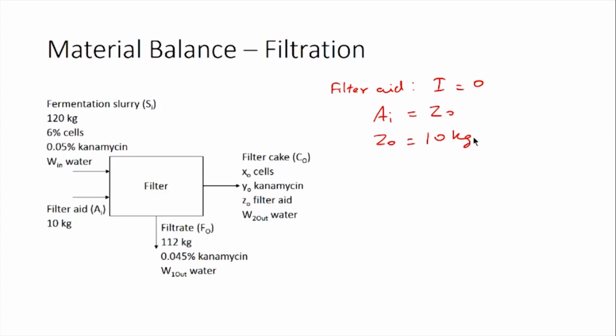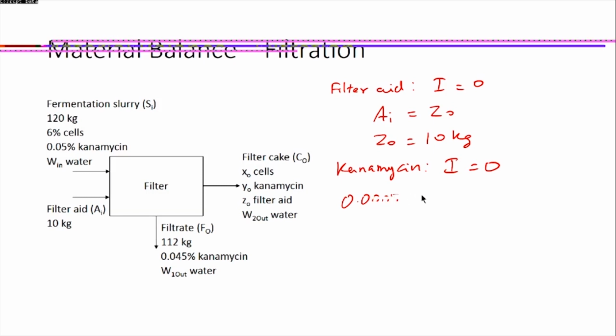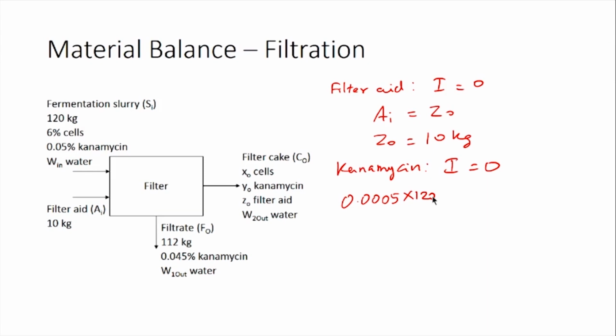So, we can still write a balance equation for kanamycin and for water. Let us first write the kanamycin balance. Again it would be input equals output, and input for kanamycin is 0.05% kanamycin in the fermentation slurry. So, you would have 0.0005 times 120 entering the system, which is equal to the kanamycin which is leaving through the filtrate and the kanamycin which is leaving through the filter cake.